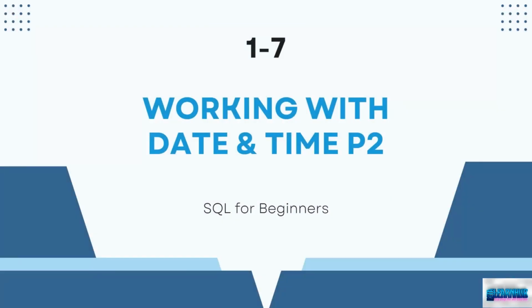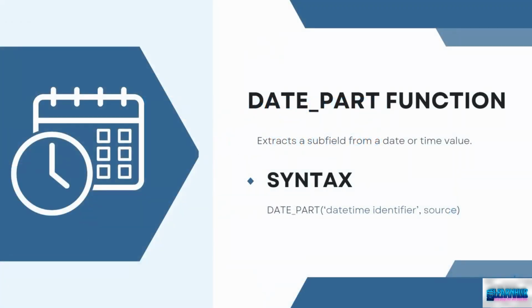Working with date and time, part 2. Let's continue discussing date functions. The date_part function extracts a subfield from a date or time value. To apply a date_part function, you need to type date_part, open brackets, open single quotes, date time identifier, close single quotes, comma, source, close brackets. The date time identifier is the type of value that will be extracted from the source. Source would be the field or expression to extract from.